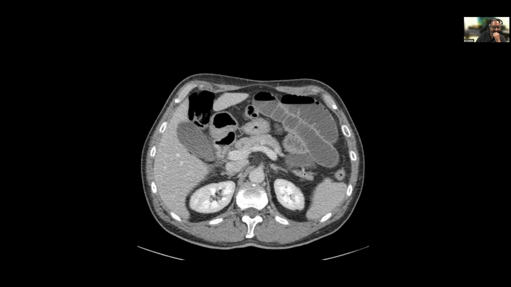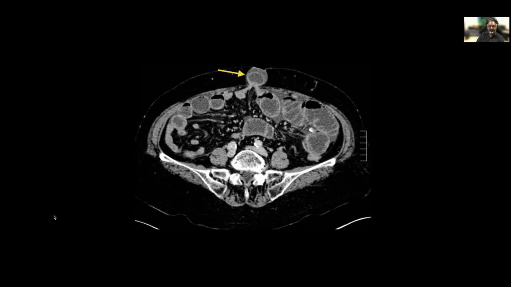I can see some thickening of the small bowel. Yes. So that's the pancreas, correct? Yep, so that is. So you got it. I think you said it. It is a small bowel obstruction. Very simple. Yes. That's correct. Well done. All right, let's keep moving.